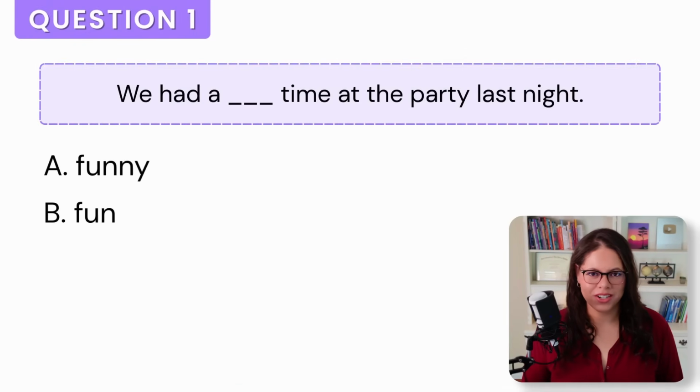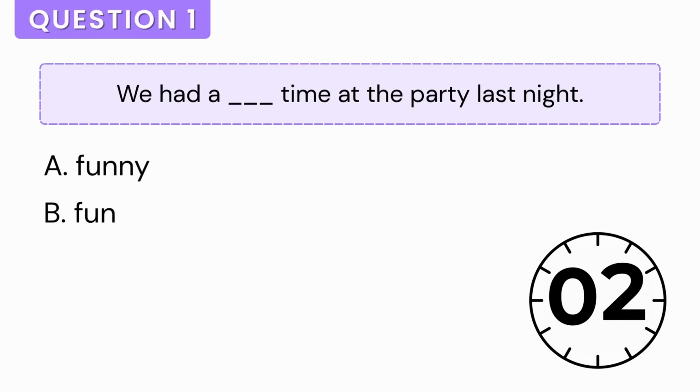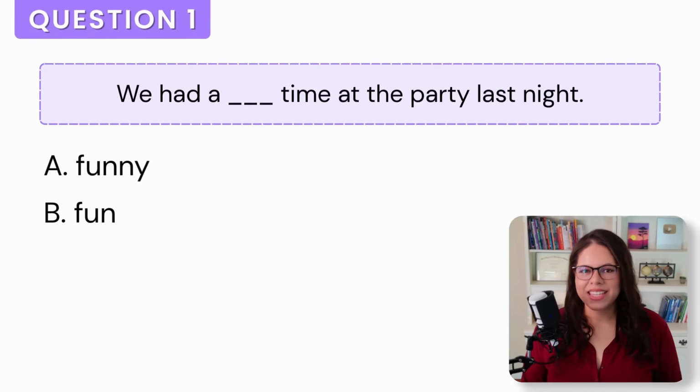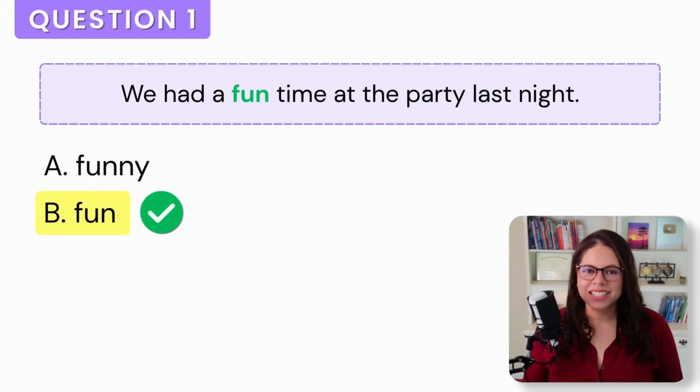Let's start with the most common mistake that I hear from both beginners and advanced English learners. Question 1. Read the sentence and choose the best word. We had a time at the party last night. The correct answer is B. We had a fun time.